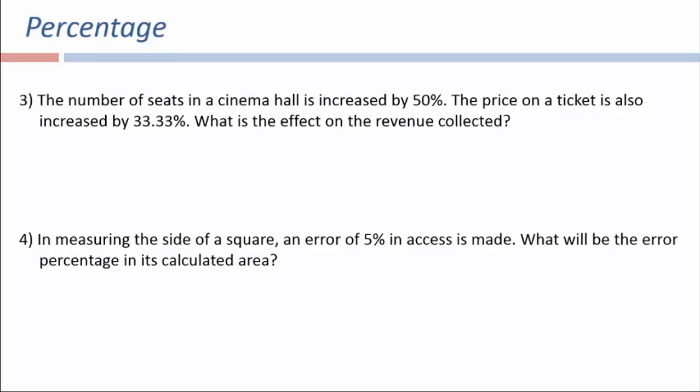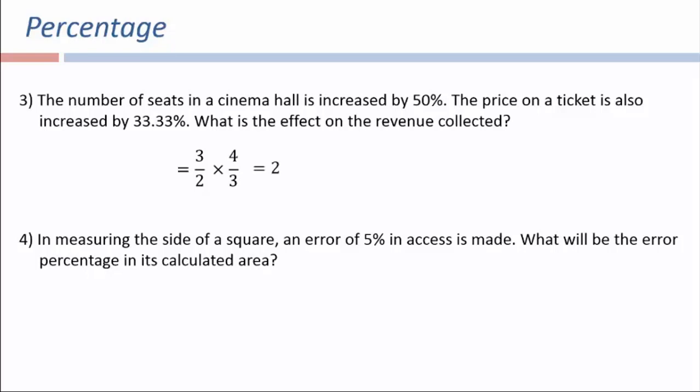So either I can apply the formula A plus B plus AB upon 100, or I can proceed with the fractions. I can simply multiply the respective fractions for each increase and decrease to get the overall multiplying factor. So for an increase of 50%, my multiplying factor would be 3 by 2. Again, for an increase of 33.33%, the equivalent fraction is 1 by 3, and for an increase, I'll add 1 to 1 by 3, and that would be 4 by 3. So the overall answer would be 4 by 2, that is 2.